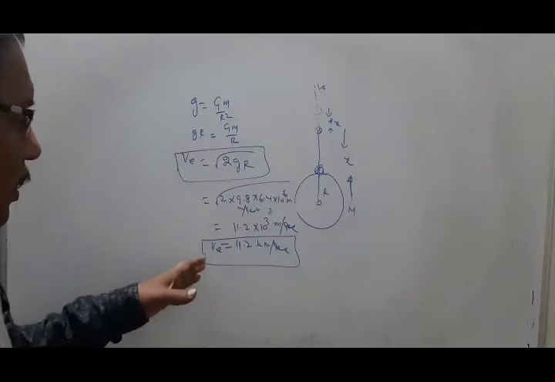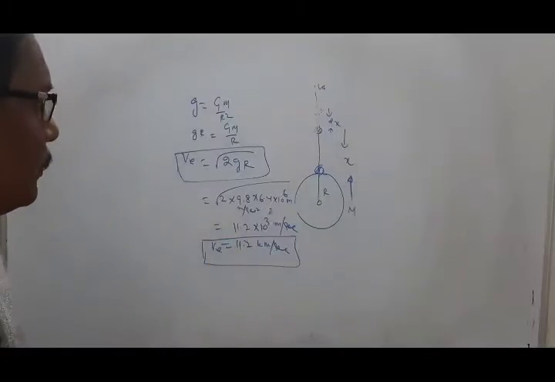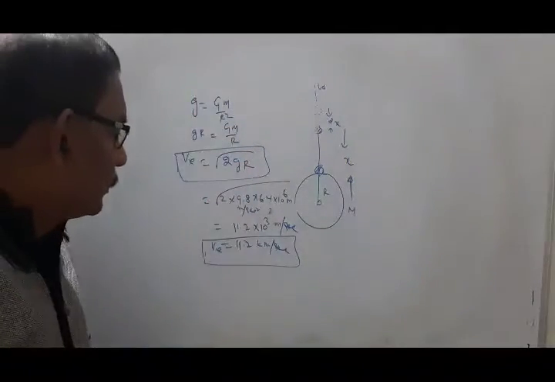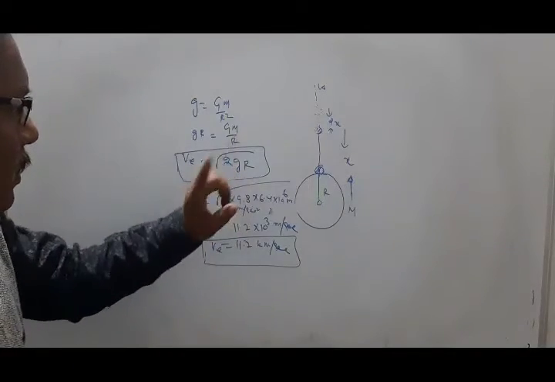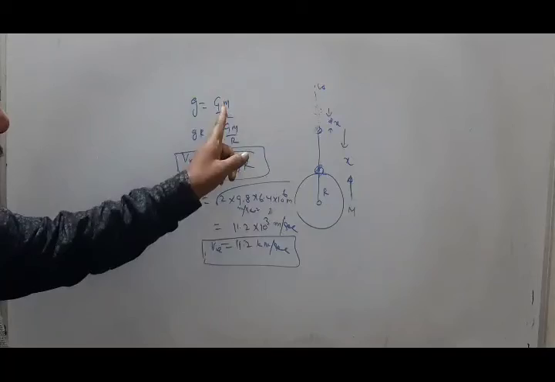Practically, the escape velocity is more than this calculated value. The escape velocity does not depend upon the mass of the body. It depends upon the small g and the radius of the earth, and also on the mass of the earth.